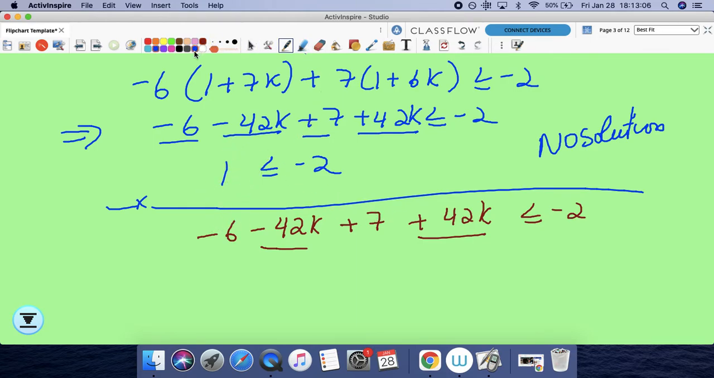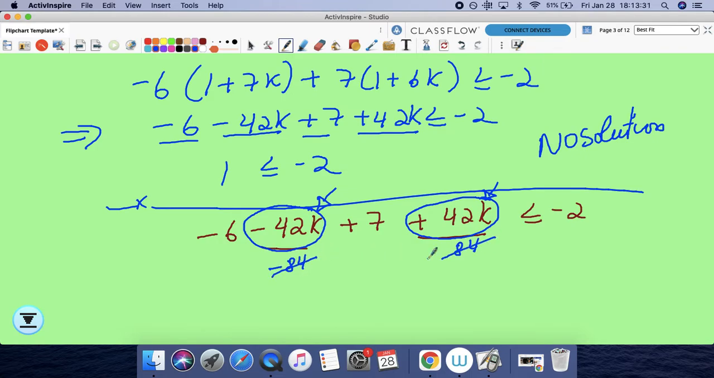So think about it. No matter what you replace k with, these two, let me circle them, will give you the same value. And eventually, they both are going to become 1. So let's say I replace k with 2. If I replace k with 2, I get negative 84 here. And if I replace k with 2 here, I get positive 84. And guess what? These two become 0.